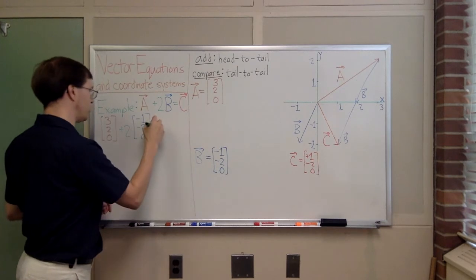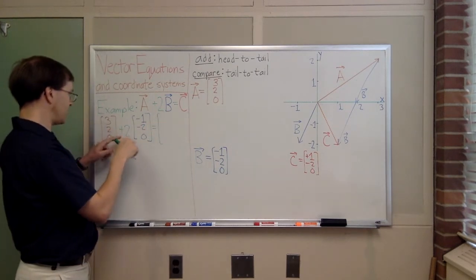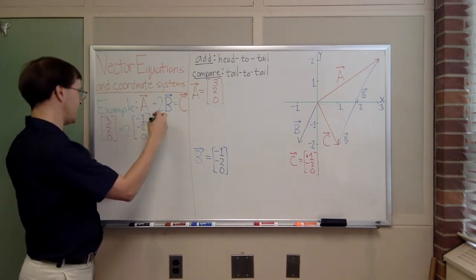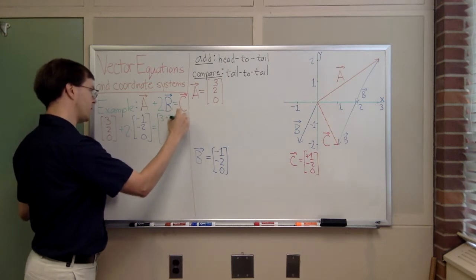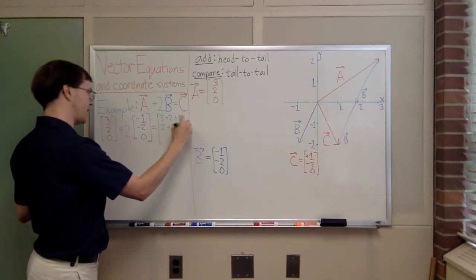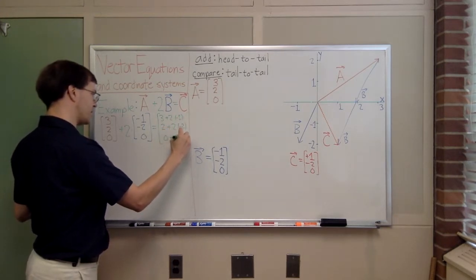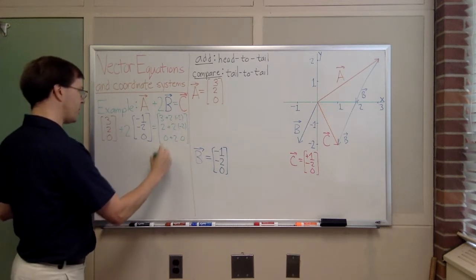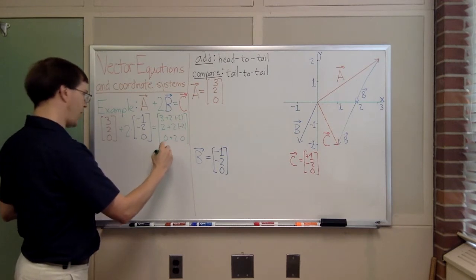I can do this calculation. That's equal to 3. So I'll write it out. This is 3 plus 2 times -1. This is 2 plus 2 times -2. And 0 plus 2 times 0. When I add that all up, 3 plus 2 times -1, that's 3 minus 2, that's 1.